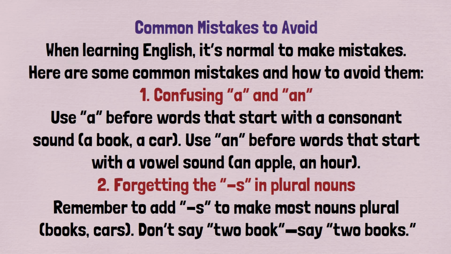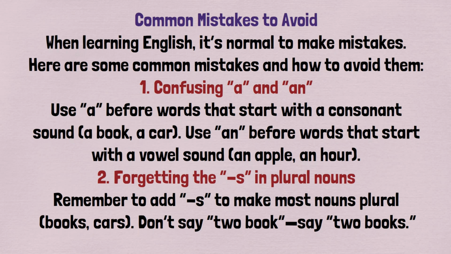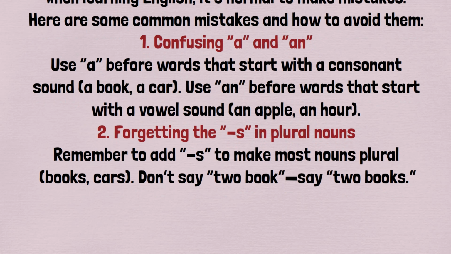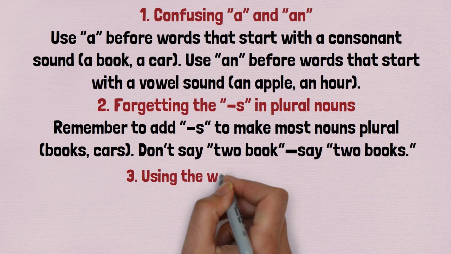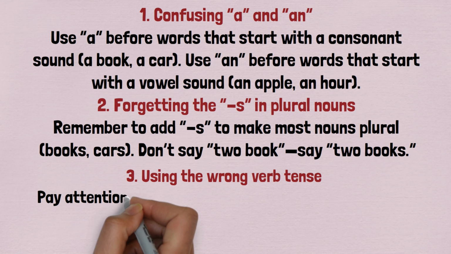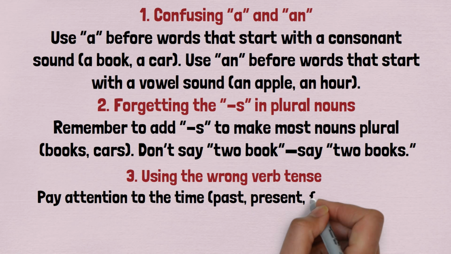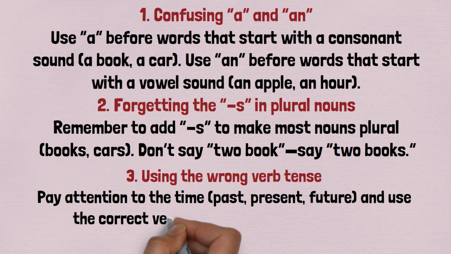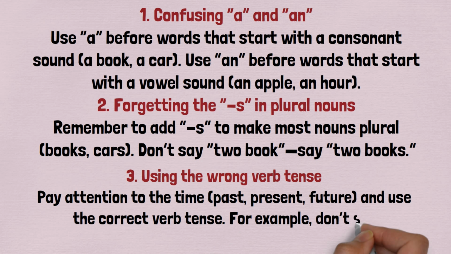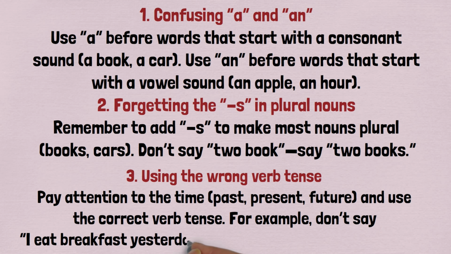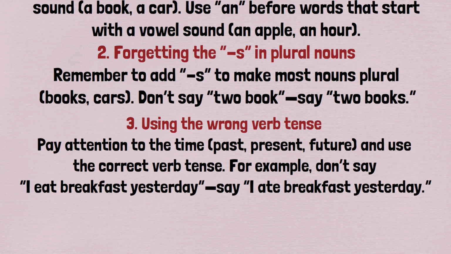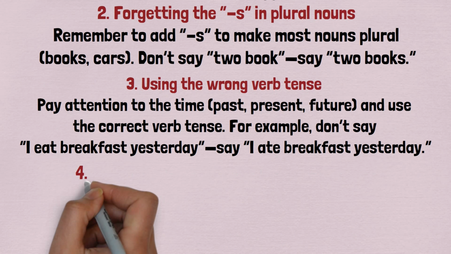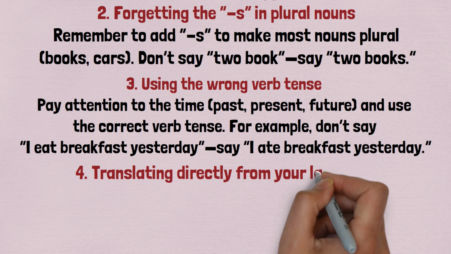2. Forgetting the S in plural nouns. Remember to add S to make most nouns plural. Books, cars. Don't say two book. Say two books. 3. Using the wrong verb tense. Pay attention to the time, past, present, future, and use the correct verb tense. For example, don't say, I eat breakfast yesterday. Say, I ate breakfast yesterday.